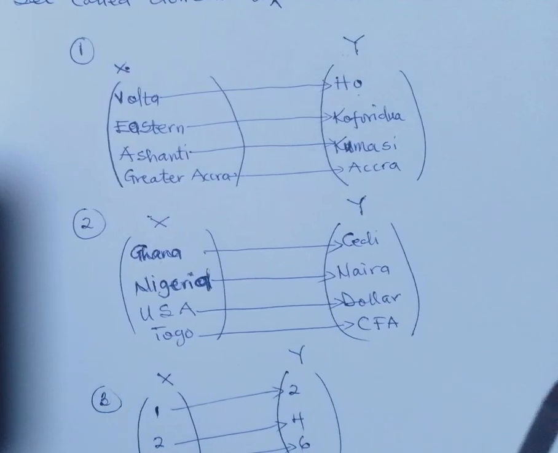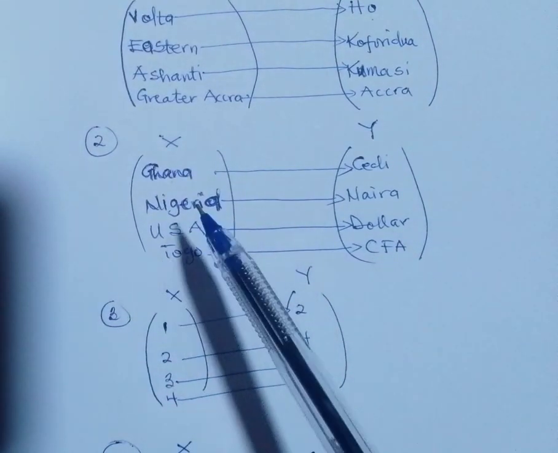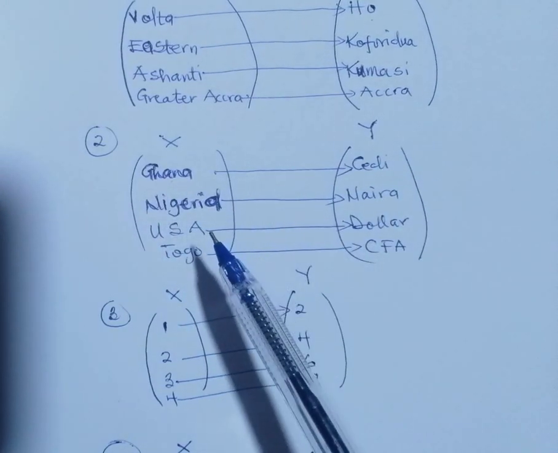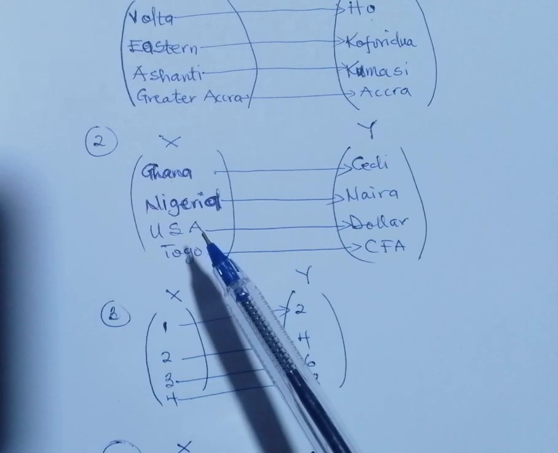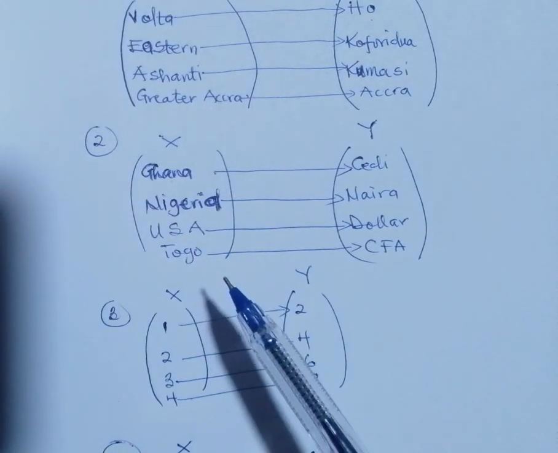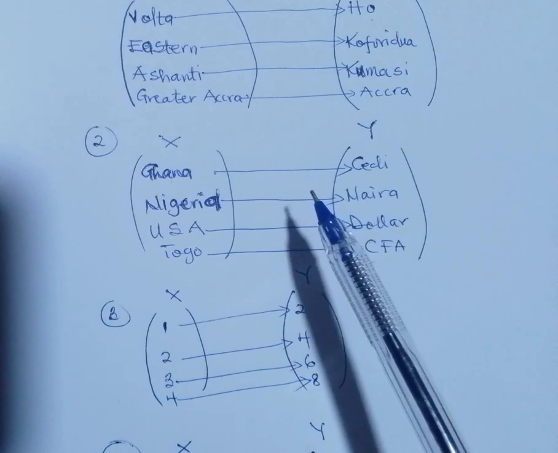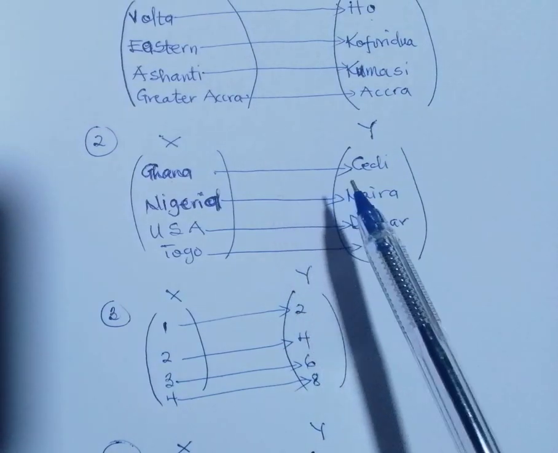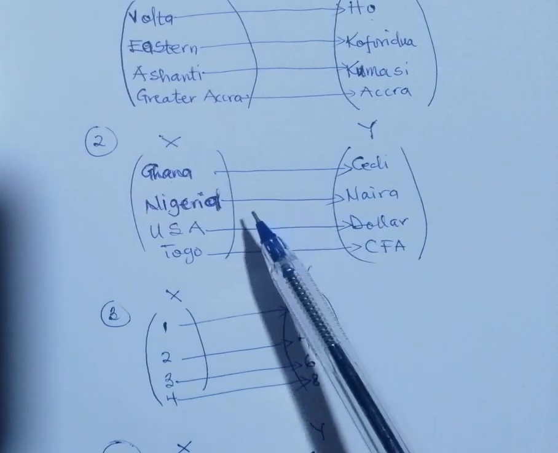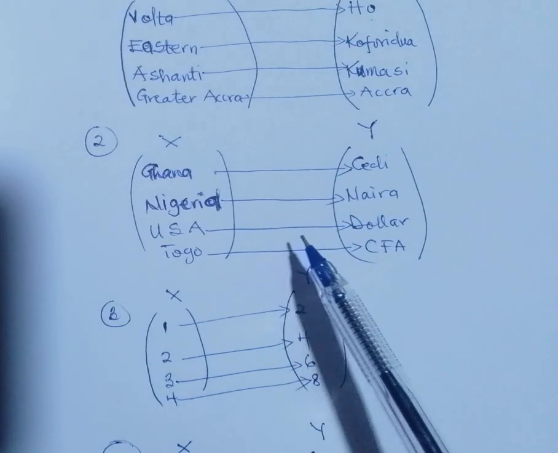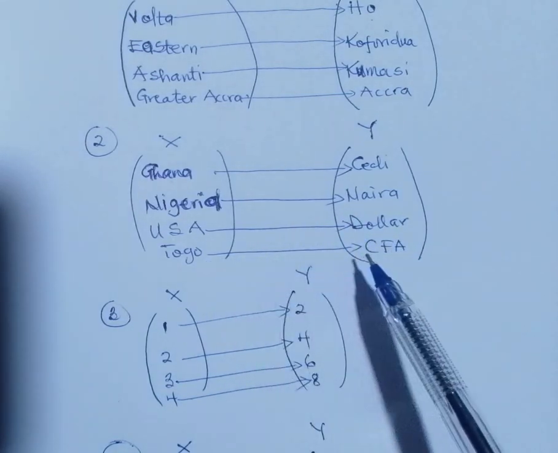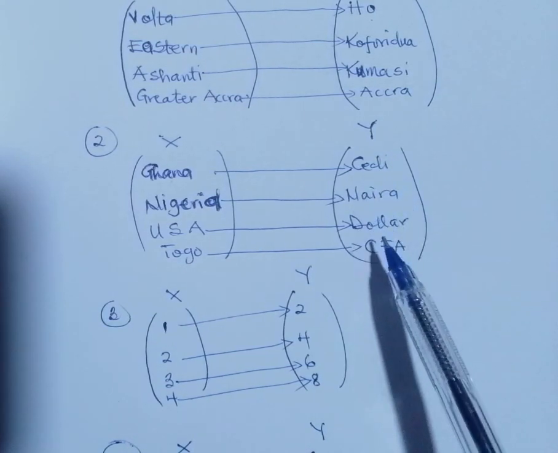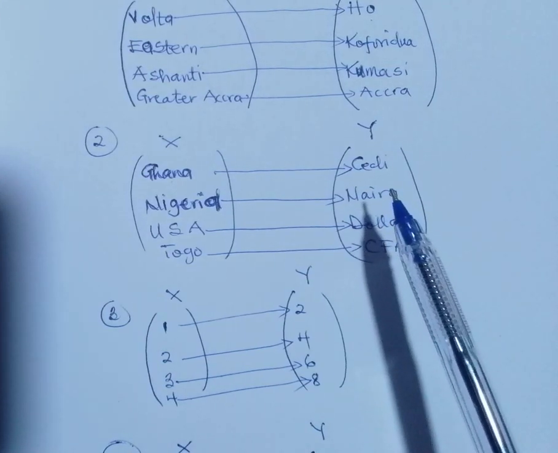Now let's look at example 2. We have set X and set Y. In set X, we can see we have Ghana, Nigeria, USA, and Togo. Let's look at the elements in set Y each country corresponds to. If you take Ghana, you see that it corresponds to CD. Nigeria is Naira. USA is Dollar. And Togo is CFA.